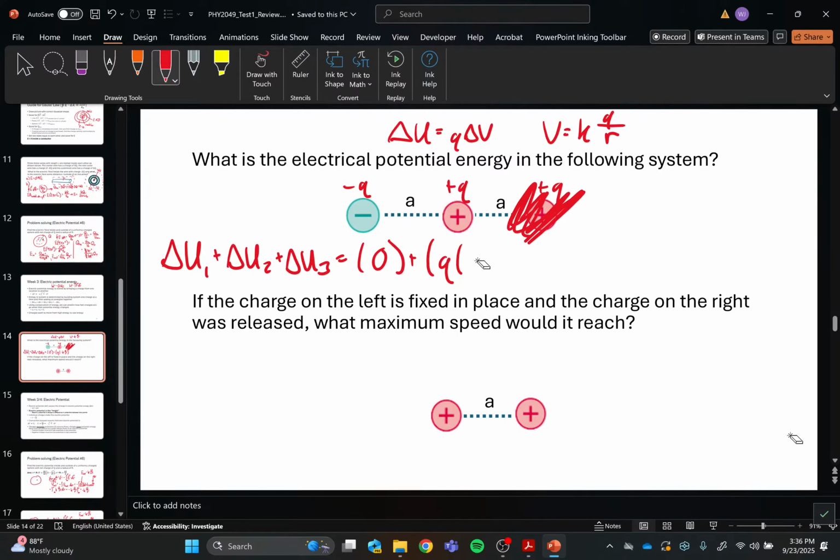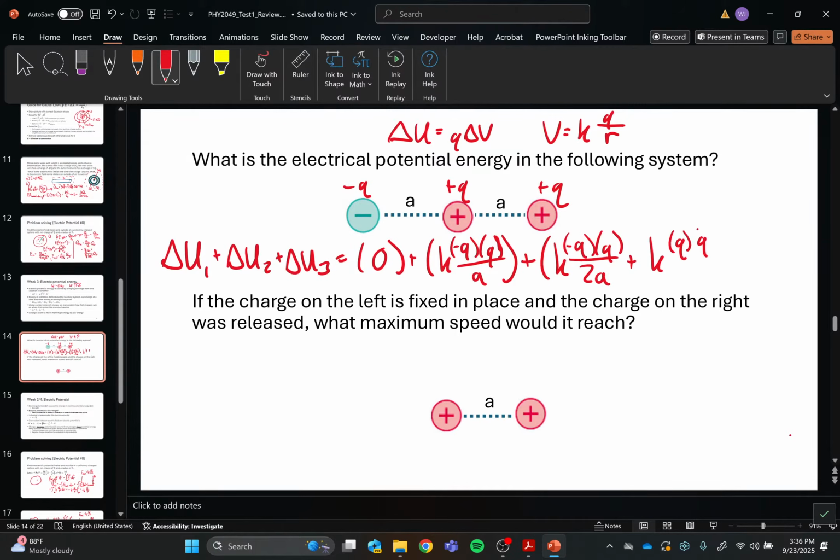So just to write this maybe a little differently, you get K, negative Q, times positive Q, over what's my distance between them? A. Great, that's the energy to bring the second charge in. What about the third charge? Now that I bring that one in, how many charges does it see? 2. So you need the energy. So we get negative Q times positive Q over, what's the distance between those two? 2A, plus K, Q, Q over A.